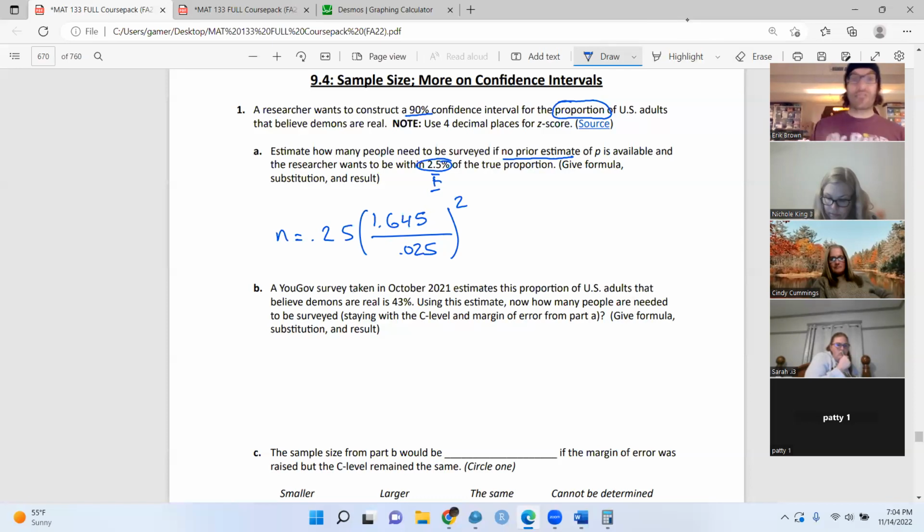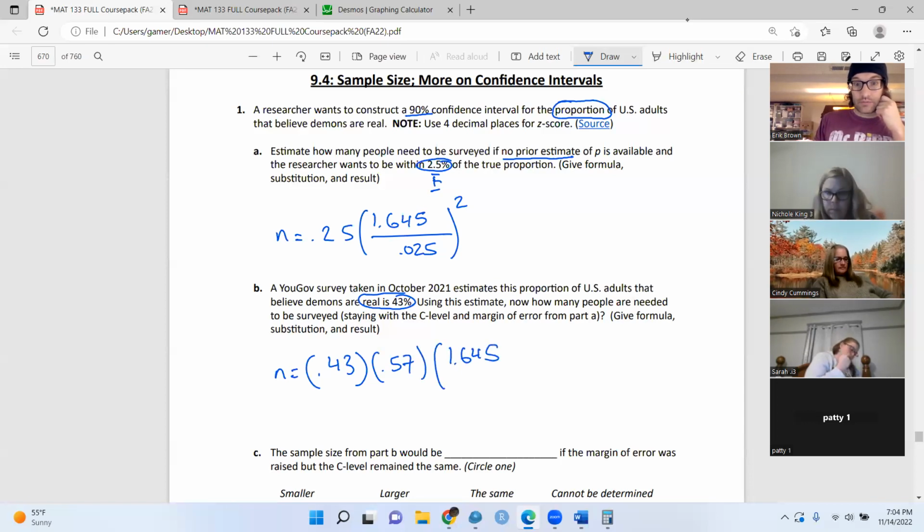Next one is the same question. Everything's the same except, we already know that 43% of Americans believe demons are real, which is what this is about. So we're going to use the formula with a prior estimate. So there's your P hat. Here's your Q hat. And multiply away, and you got your answer. Everyone good?